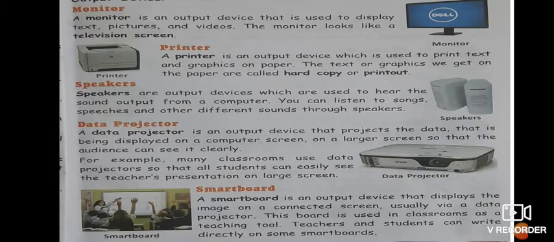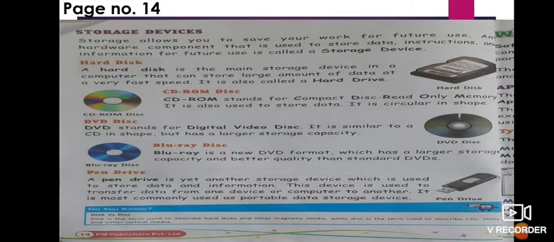Now come to your next page, that is page number 14. Now some of the storage devices where computer can save the data or where you can save the data. You can save the computer work in some of the devices which are known as storage devices. Computer itself has one device to store your work. That is hard disk. So why do we store computer work in our storage devices? Because of future use.